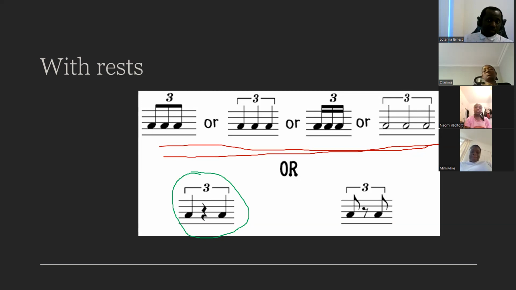It doesn't change the time signature. What I mean is, let me see if I can manage this space here. It doesn't change the time signature. So you have to be careful if you are dealing with this. So let's say you have this. This is our 12.